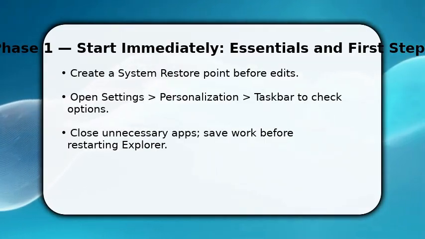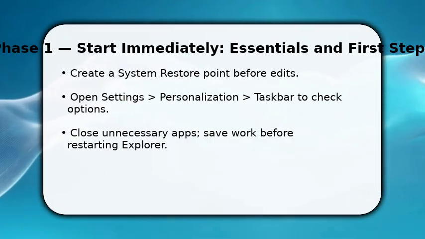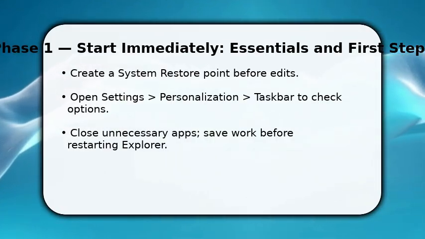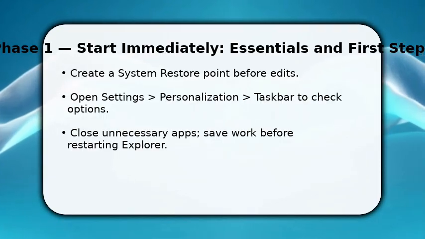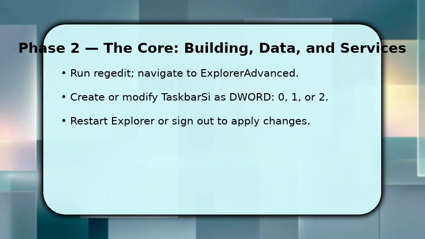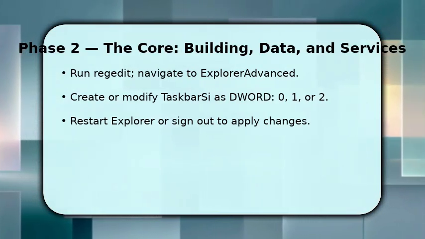Make sure to close apps that could lose data and keep the registry editor handy. This prevents data loss and speeds up the final apply step when you restart Explorer or sign out and back in. Now you edit the registry to control taskbar size.